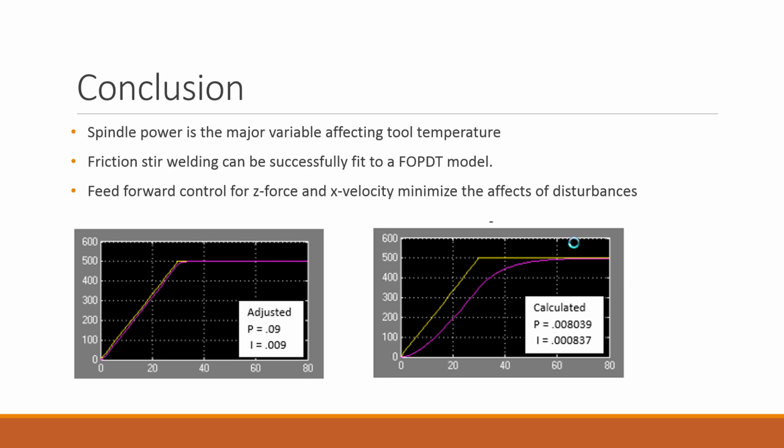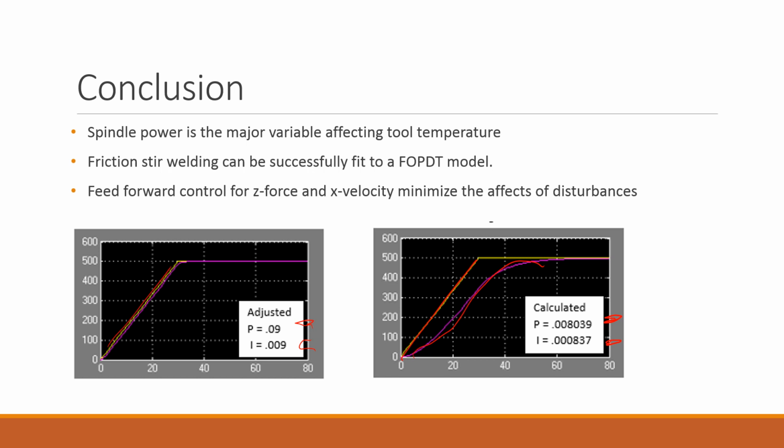And we also found that friction stir welding can successfully be fit with an FOPDT model. Originally we were planning on doing a second order model if it needed that, and we saw that the first order model fitted very nicely. As you can see in these graphs, here are our set points, and there's what we actually obtained. And so this is what we used straight from our Excel, and then we adjusted it slightly over here and got a slightly more aggressive control. And so either one would work. It just depends on the application and the desired result.